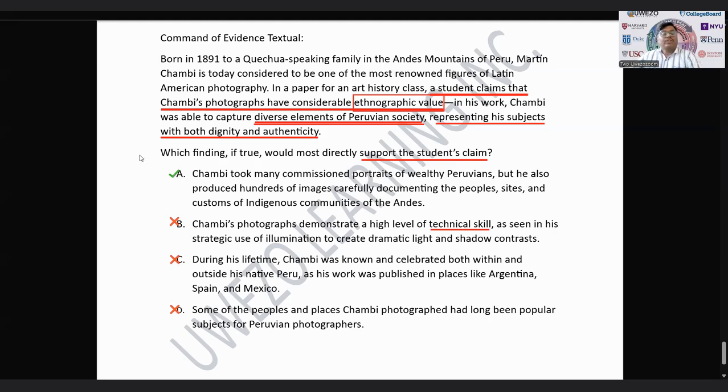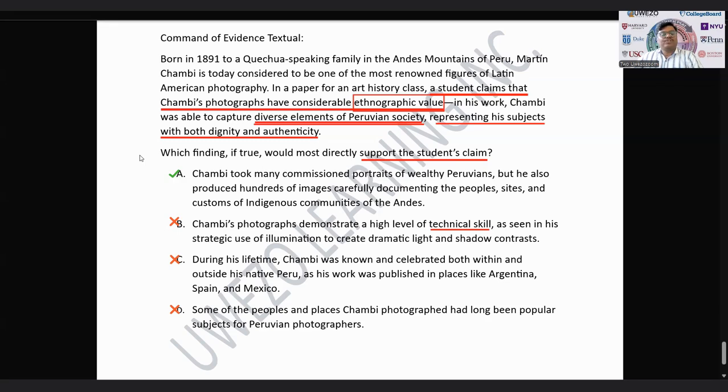So, when you're working on these questions, guys, command of evidence textual questions, the most important thing you have to remember is that the right answer is not mentioned in the text. Okay, you have to provide evidence that is relevant to the text, but not mentioned in the text. So if you find anything mentioned, probably it is not the right answer, and you can't eliminate an answer choice just because it is not mentioned. You have to say it is irrelevant.